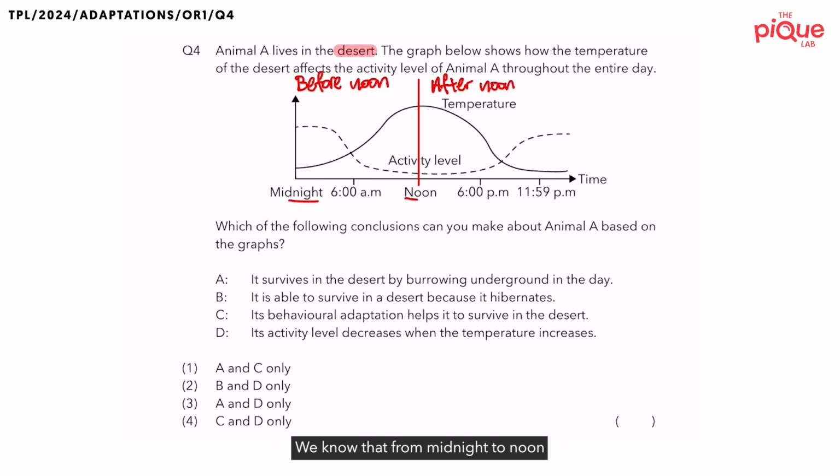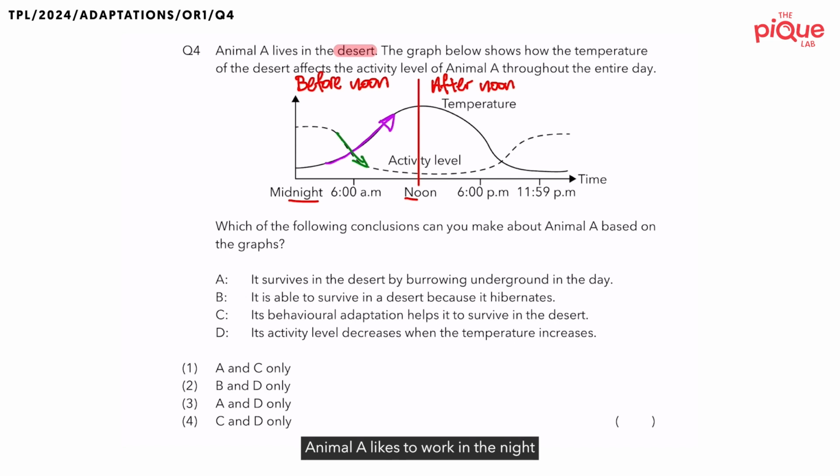We know that from midnight to noon is when the night turns into day, and the sun will be rising. So when the sun is rising, the temperature will also be increasing, which is exactly what the graph tells us. But what do we realize about animal A's activity level when the temperature is increasing? Is its activity level increasing or decreasing? From the graph, we can see that the activity level is decreasing, and this tells us about how the animal behaves. Do you think animal A likes to work in the day or in the night?